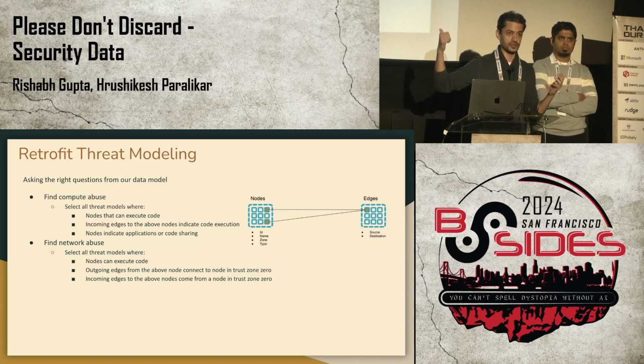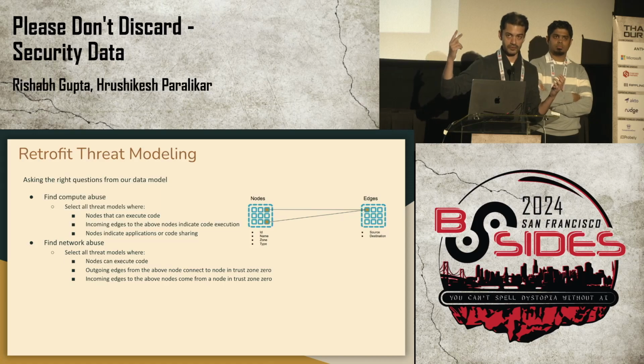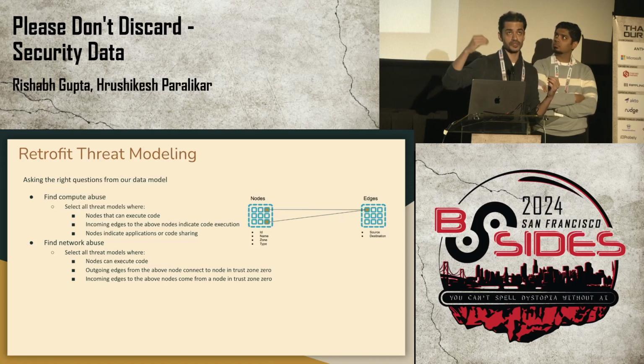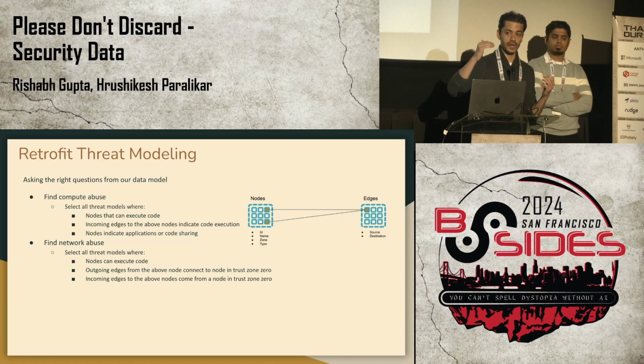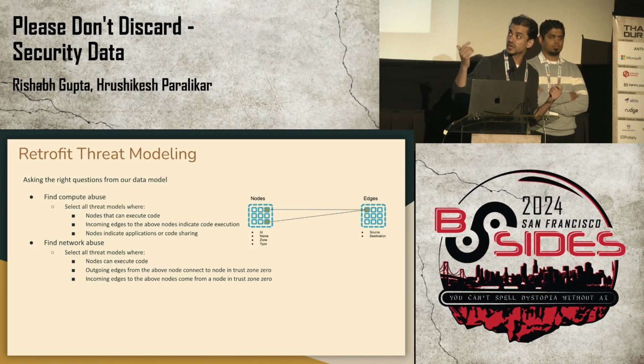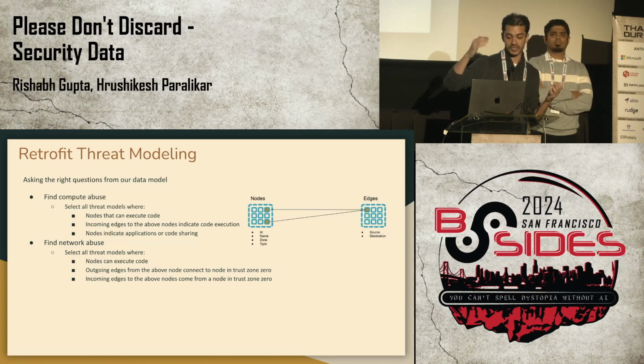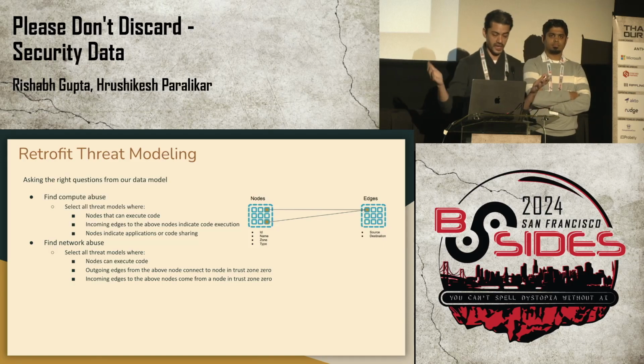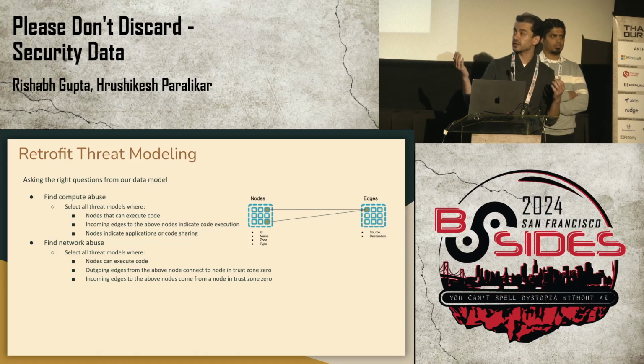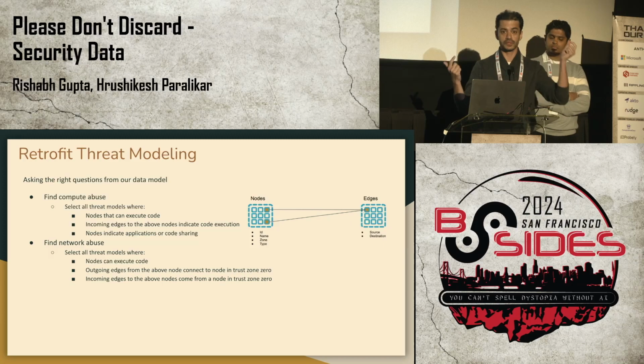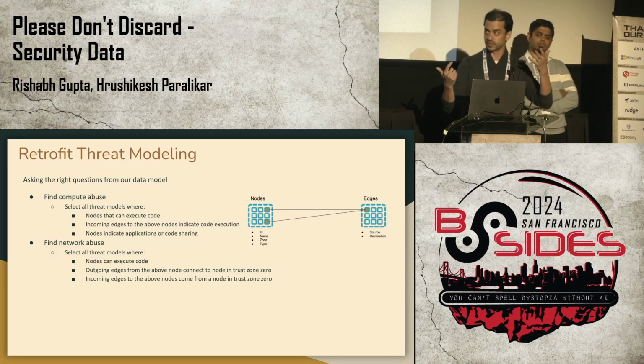So we have our nodes, we have our edges, and the problem was then boiled down to coming up with SQL queries that we can apply to these tables and come up with the threats, right? So for compute abuse, for example, we wanted to select all threat models so far that we have where nodes can execute code, where an incoming edge to the above node indicates code execution. So you want to see that something can trigger code execution there.